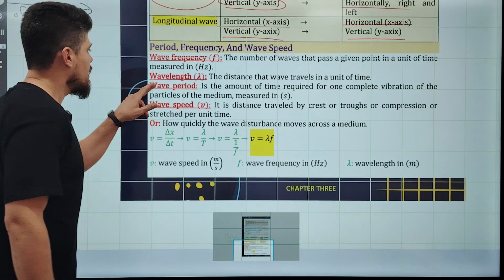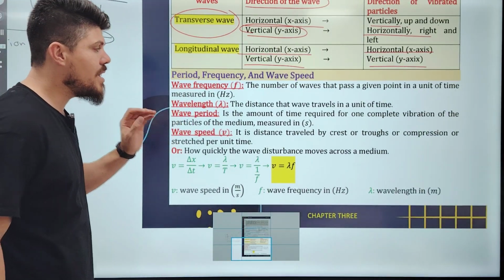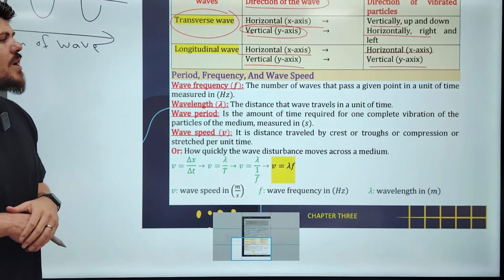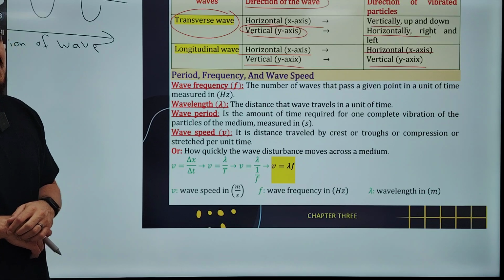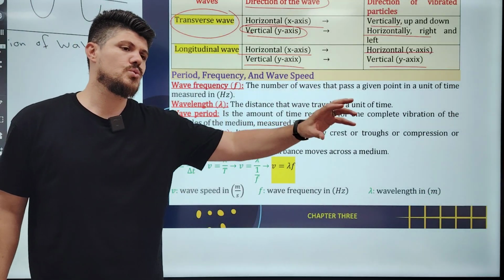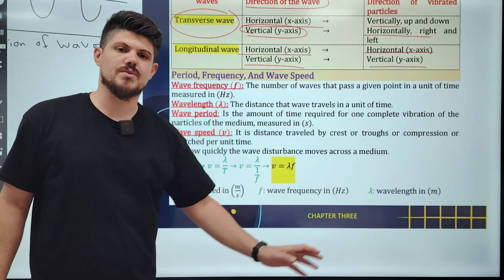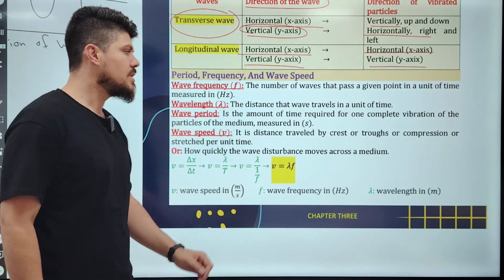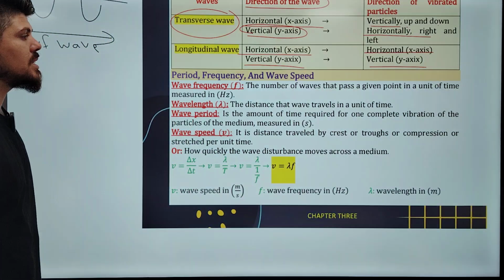What is wavelength? Wavelength is the distance that the wave travels in a unit of time, such as the distance between two crests, the distance between two troughs, or the distance between two compressions. This is the wavelength, measured in meters.